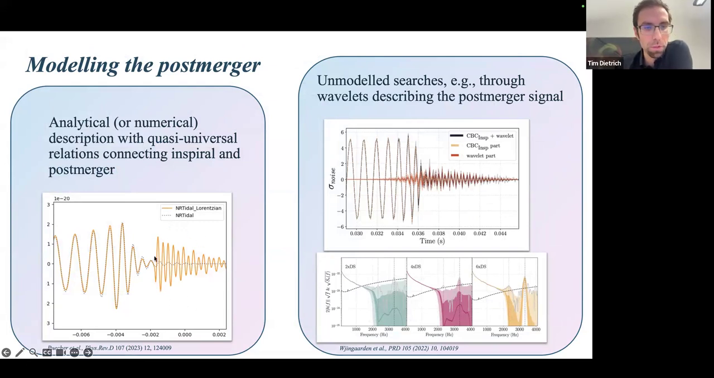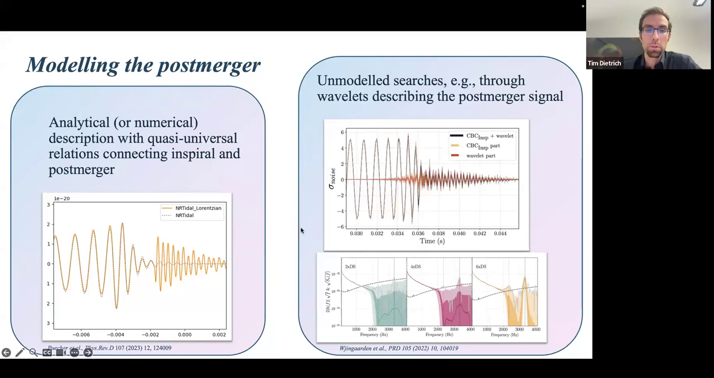But the two approaches are either that you use an analytic or numerical description of the post-merger phase using, for example, quasi-universal relations mapping the post-merger to the inspiral, or a work done by Vanguard and others where you have the inspiral and then with, let's say, an unmodeled description with wavelets or so on, try to model the post-merger phase. So either you go with a modeling approach or an unmodeled approach and then try to dig out in the future some measurements from the post-merger that you have.